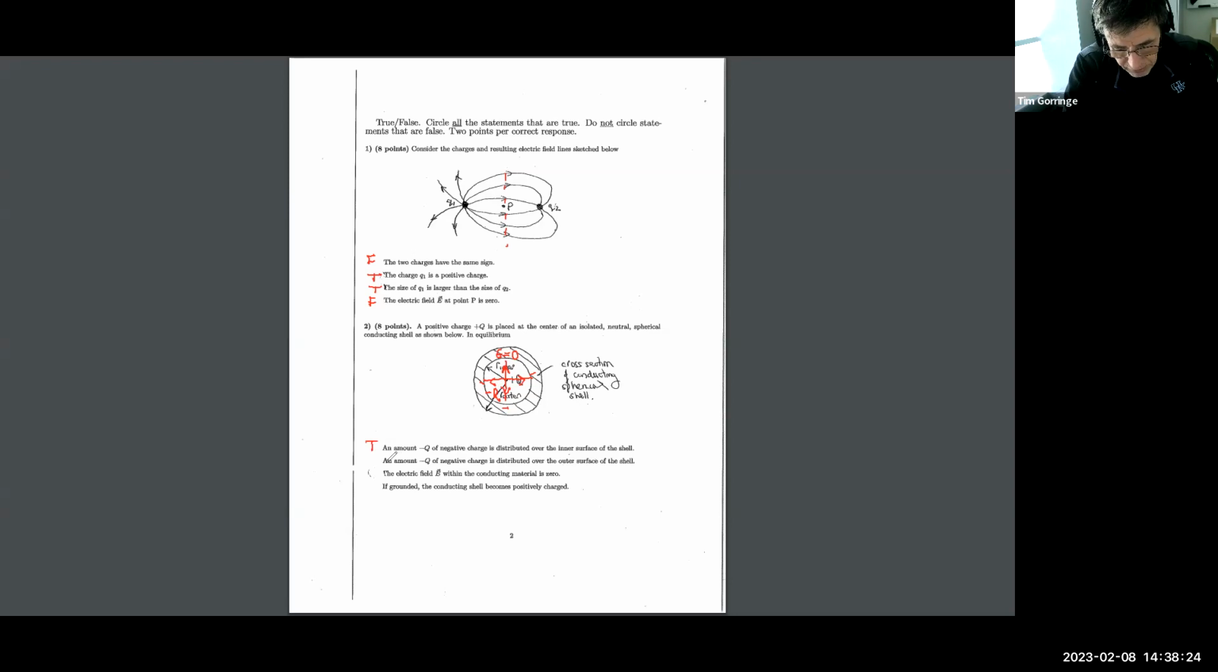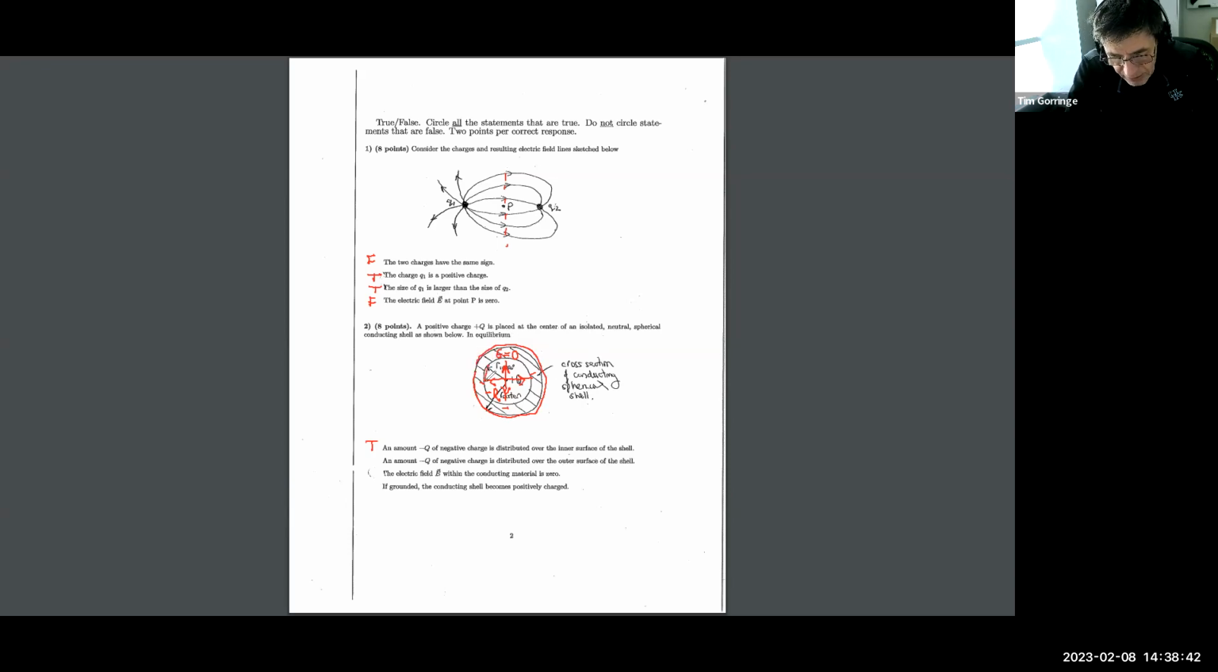The second statement says that there's also an amount of charge minus Q on the outer surface of the spherical shell. So that's this surface here.